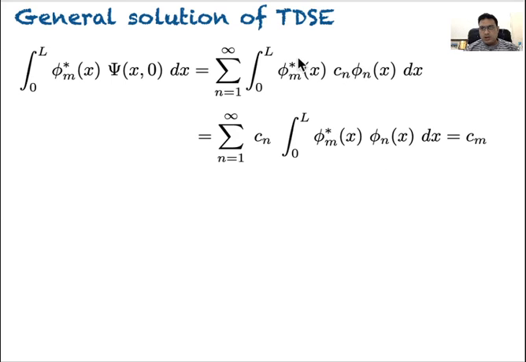We know how to solve this part. Cn is a coefficient, so I can take it out of this integral. Now my integral consists of phi m star phi n, where the integral goes from 0 to L dx, and this condition we have seen in the previous lecture: this is the orthogonality condition. This gives us delta of m and n, which is non-zero when m is equal to n. Once you substitute m equal to n, this summation reduces to a single term, and Cn goes to Cm. So this is the value of your Cm on the right hand side.